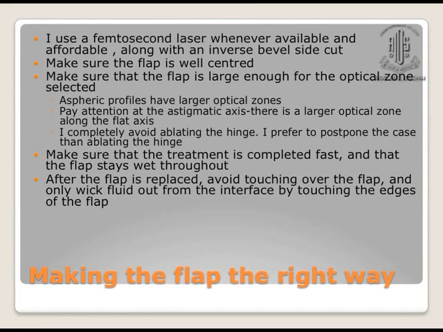So when you are placing the hinge, be very careful to have enough space so that you can do a good job. And you should completely avoid ablating the hinge, because in case you ablate the hinge, it would lead to an ablation on the underside of the flap as well as on the stromal bed, which would lead to an asymmetrical astigmatism, which no amount of topolinking will also help you solve.